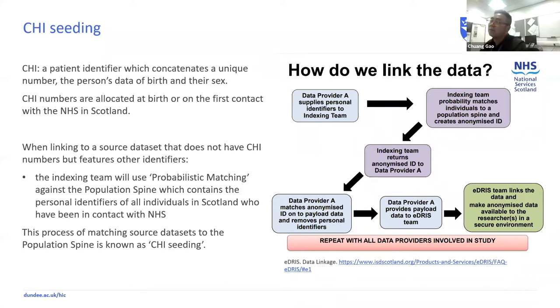For Hague and Glasgow Safe Haven, we have quite developed Chi seeding algorithms, and we do a lot of Chi seeding for other projects ourselves. And for Hague, we have provided Chi seeding as a service to the local governors to link the non-health data to health data.